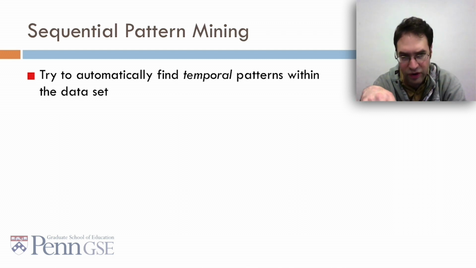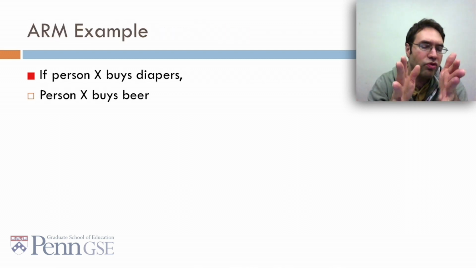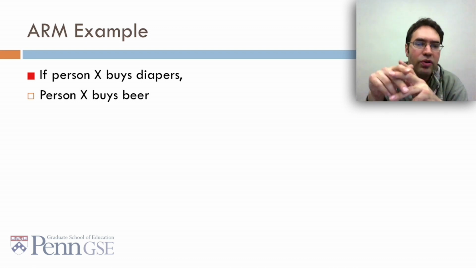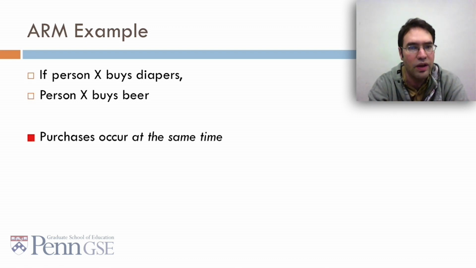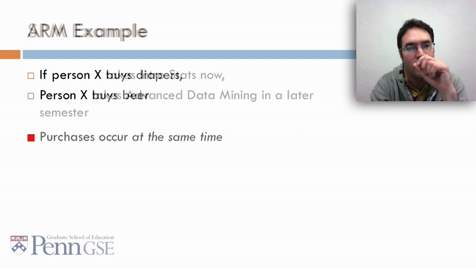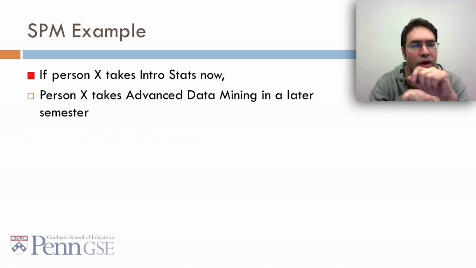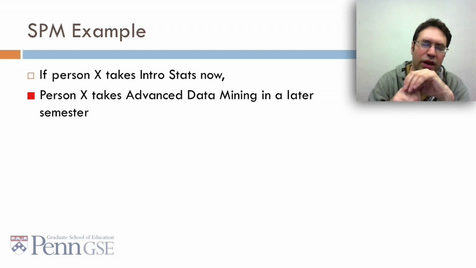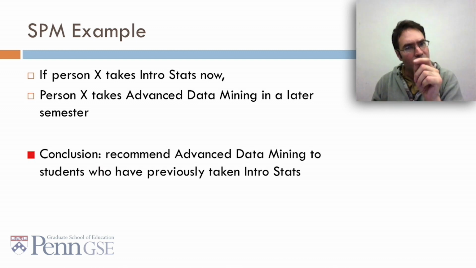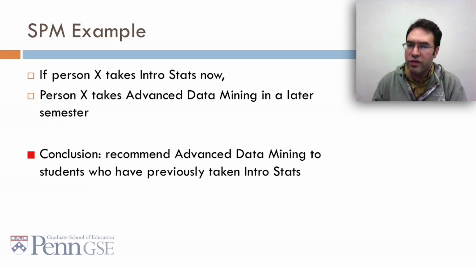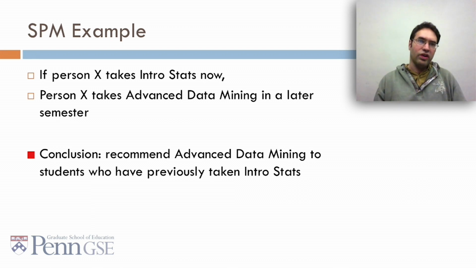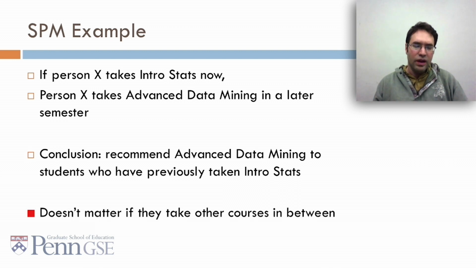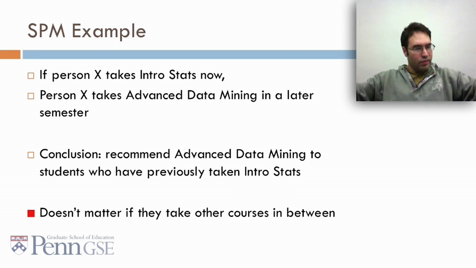time within the dataset. So the association rule mining example: if person X buys diapers, person X buys beer, and the purchases occur at the same time. In the sequential pattern mining example: if person X takes intro stats now, then person X takes advanced data mining in a later semester. Conclusion: recommend advanced data mining to students who've previously taken intro stats. Maybe they'll find it interesting, like some of their classmates did. Doesn't matter if they take other courses in between, by the way. Sequential pattern mining can look at immediate relationships or relationships spread out over time.